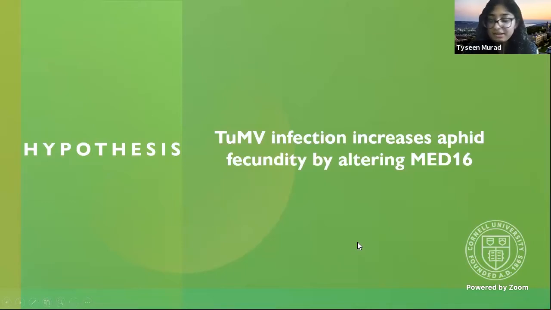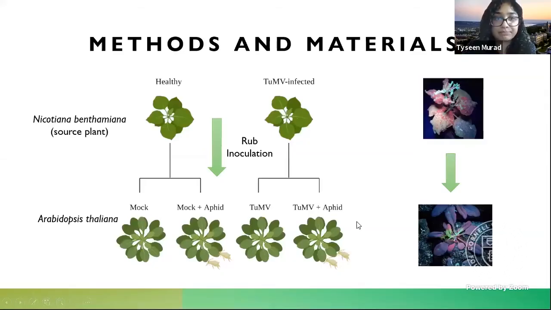And so with all this background information, I bring you to our hypothesis that we explored this summer, and that's that TuMV infection increases aphid fecundity by somehow altering the MED16 protein. So in order to do this, we had 4 different groups of Arabidopsis plants. One is the mock plant. The second one was the mock plus aphid, and then a TuMV infected plant, and then TuMV plus aphid infected plants.